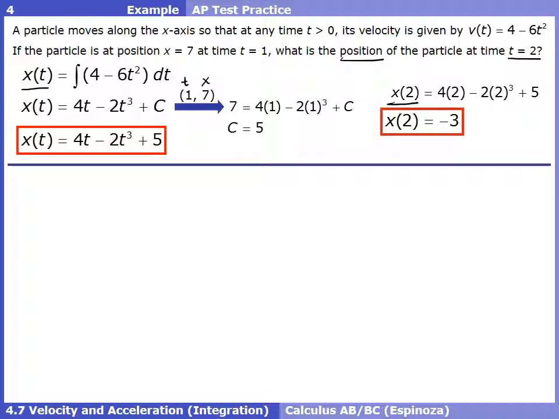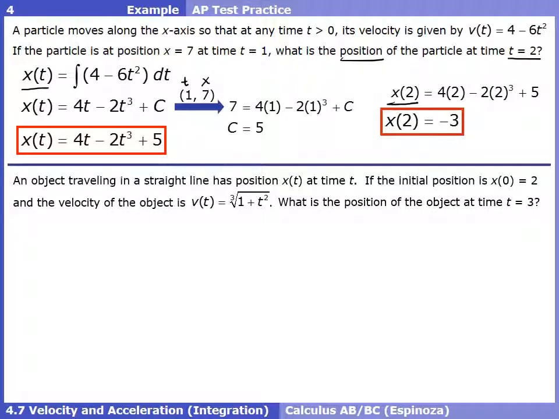So pretty straightforward. We're applying what we know about position and velocity, getting the equation, and then plugging in whatever number we need to find our answer. Okay, let's take a look at the second example, which is nearly identical to the first one, but it's going to need to be solved in a different manner.